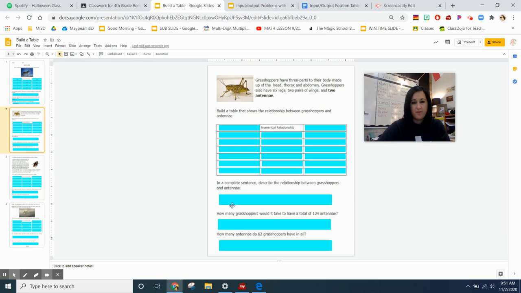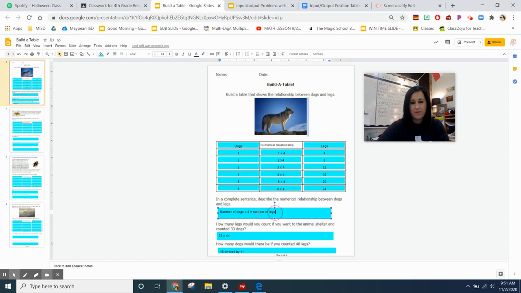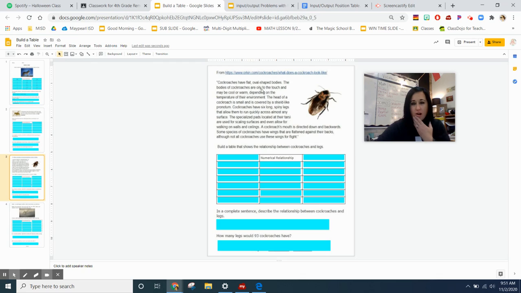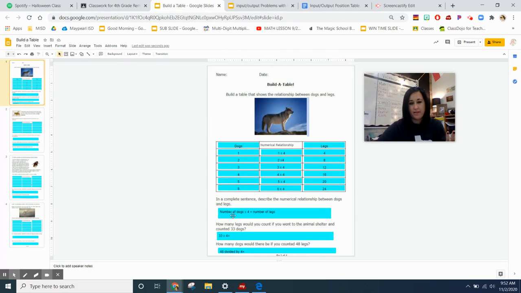Then read each question carefully. Again, this first one's going to look a lot like this one, where you're having to write the expression, except in this case, you're talking about grasshoppers and antenna. Then this one talks about cockroaches, and it's asking to build a relationship about cockroaches and their legs. So this would say cockroaches, and this would say legs, just like the table for the dogs. And you have 2 questions about that. It says, in a complete sentence, describe the relationship between cockroaches and legs. That's basically like writing this.